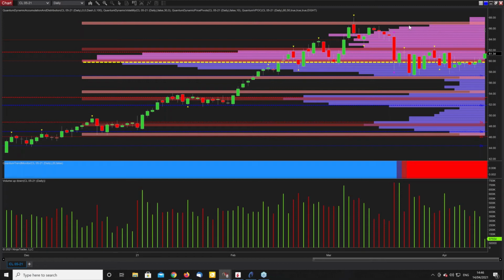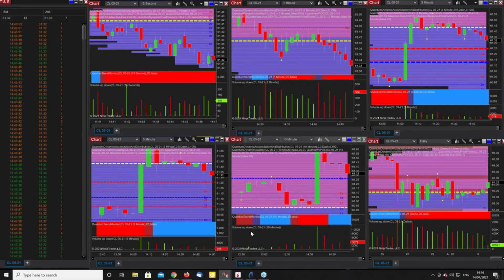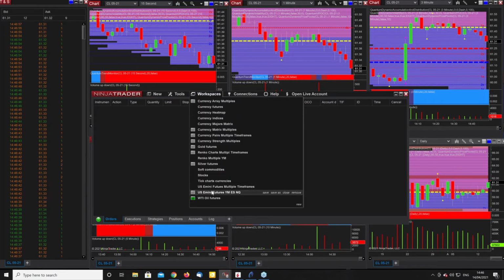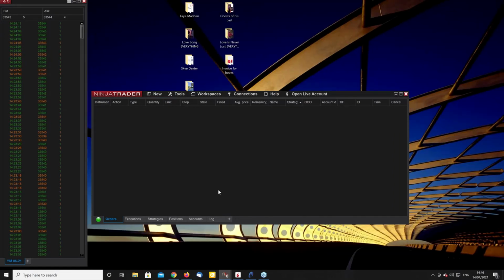$67 a barrel was the cap that we mentioned many, many times, particularly based off the weekly and the monthly. We're trading around the volume point of control. It's going sideways at the moment. We've got some resistance overhead there at just below $62 a barrel. Let's go and have a quick look and see what the indices are doing, because they've been open now 15 minutes or so. There we go.